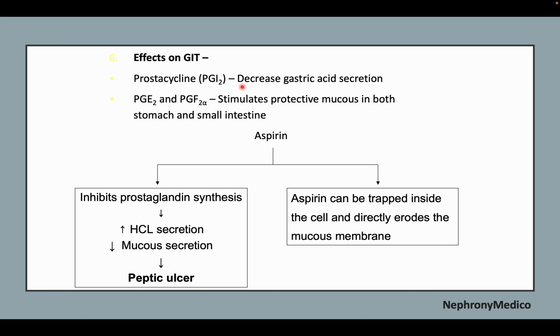On the GIT, prostacyclin PGI2 decreases gastric acid secretion. Prostaglandin E2 and F2 alpha stimulate protective mucus in both the stomach and small intestine. Aspirin inhibits prostaglandin synthesis, so there is increased HCl secretion and reduced mucus secretion, leading to peptic ulcer. Aspirin can also be trapped inside the cell and directly erodes the mucous membrane.